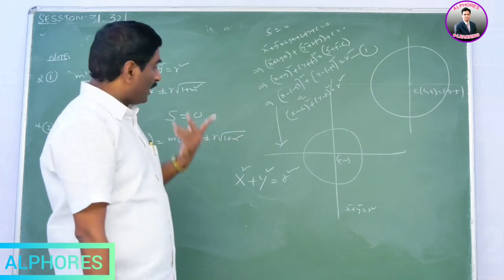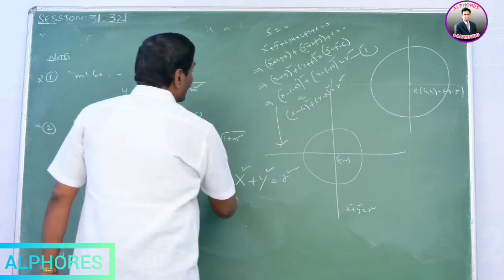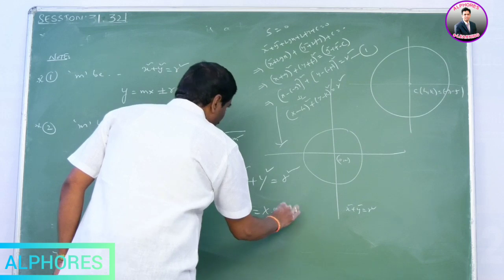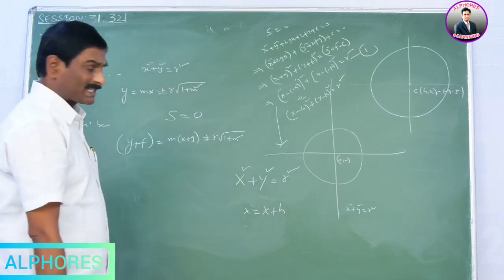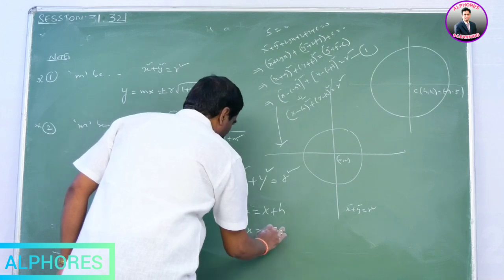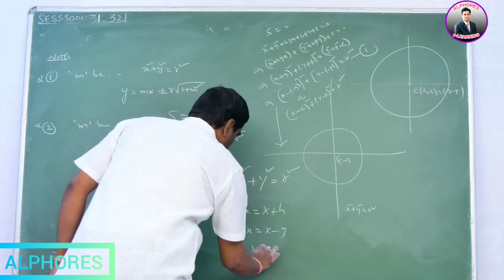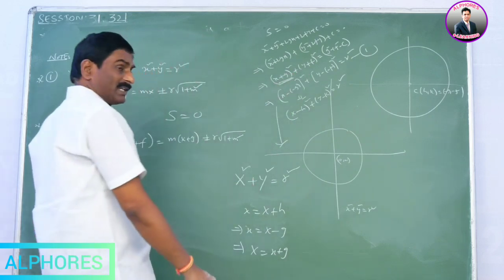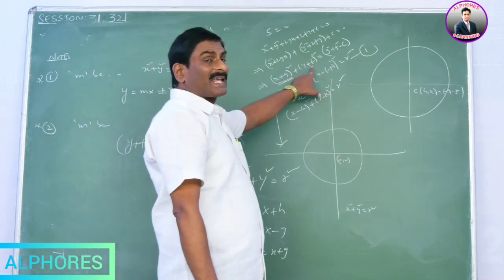Any doubt? Next. Here, what is the relation between small x and capital X? Small x is equal to capital X plus h. H means minus g. That implies small x is equal to capital X minus g. Capital X is equal to x plus g. So, x can be replaced as x plus g. Similarly, y can be replaced as y plus f.